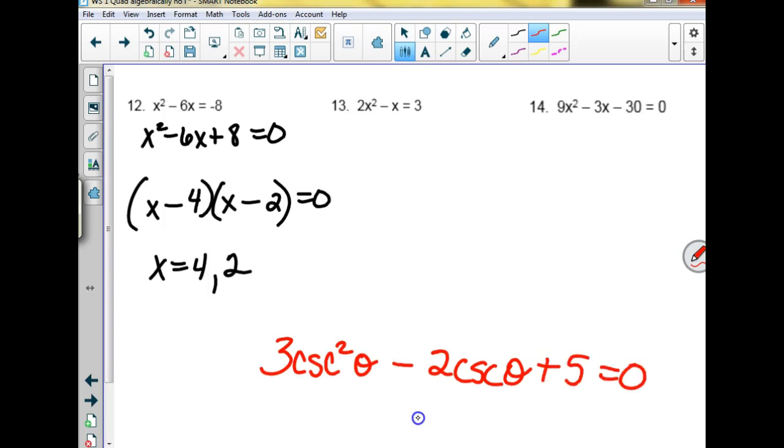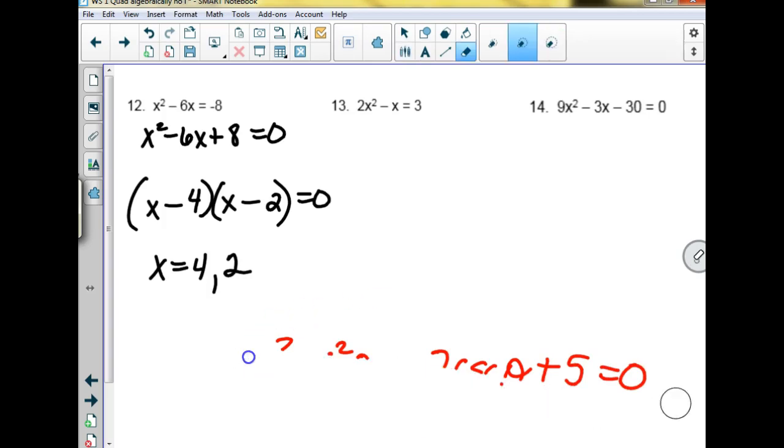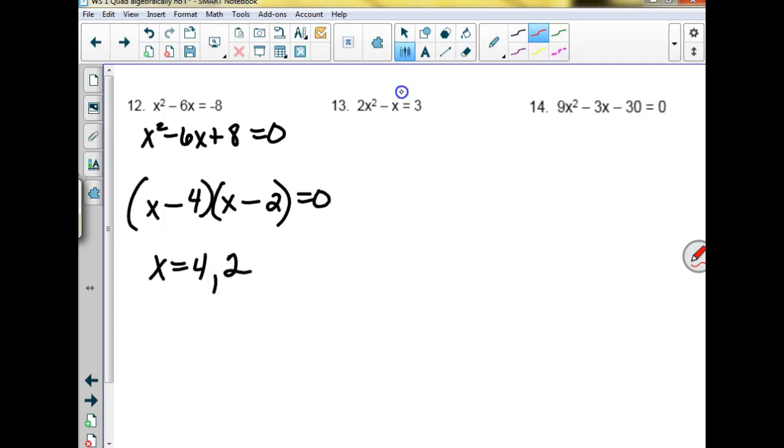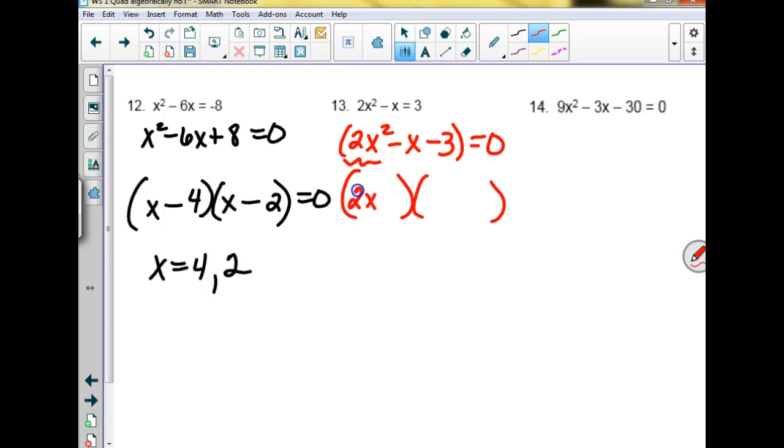And going to be able to do slide and divide on cosecants? No. Not so much, okay? So you need to learn to factor by just doing a little process of elimination here. 2x squared minus x minus 3 equals 0. I just subtracted the 3 over. Okay, so the first term here is a 2x squared. The only way to get that is a 2x times a 1x, right?